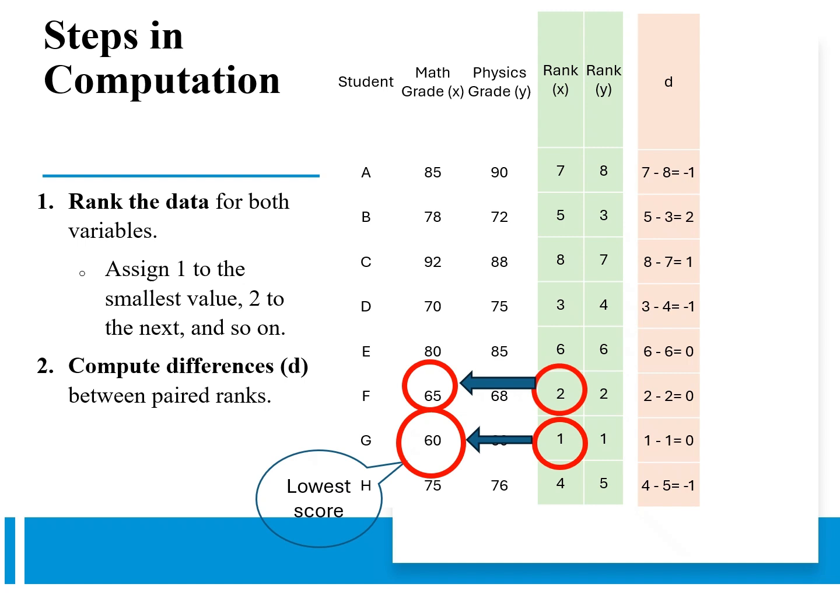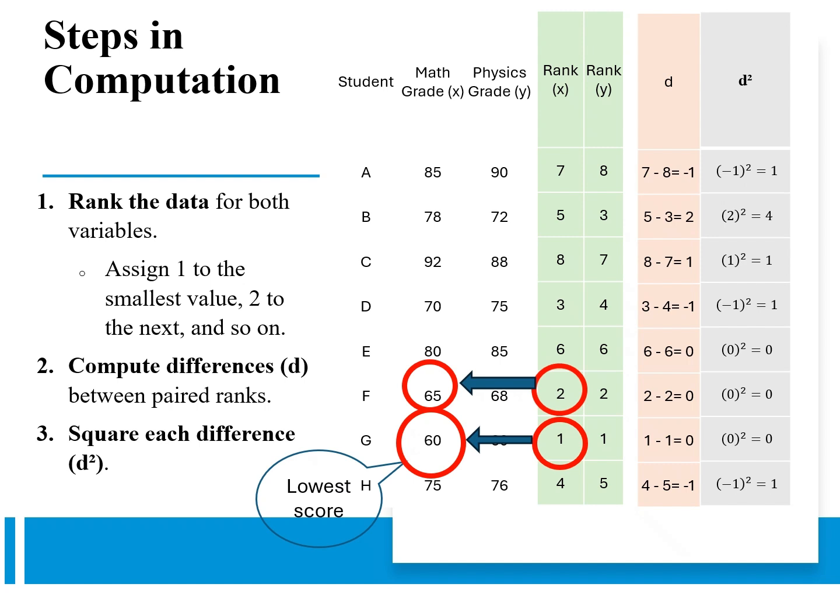Then, we compute the difference between the math rank and the physics rank for each student. For instance, for student A, the math rank is 7 and the physics rank is 8. So the difference d is 7 minus 8, which is equal to -1. Here, each difference d is squared. For student A, -1 squared is equal to 1. Squaring these differences ensures that negative and positive differences contribute equally to the total sum and removes the effect of direction. Finally, the sum of the squared differences is 8.